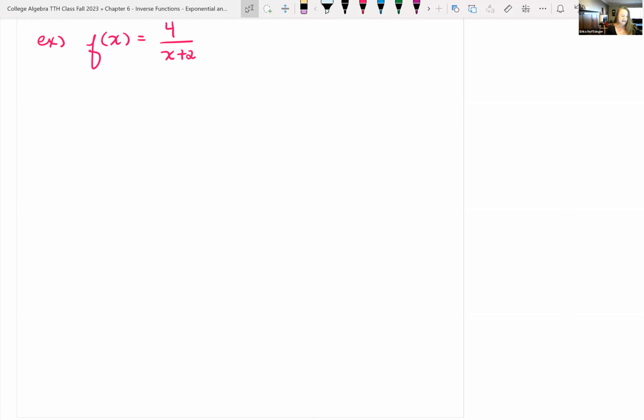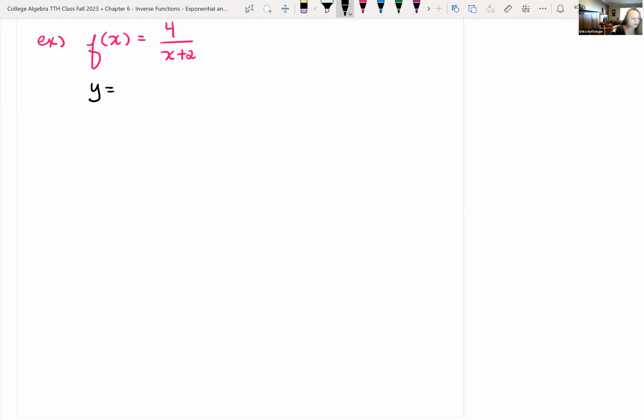So let's look at finding the inverse function. We're given f of x is equal to 4 all over x plus 2. And we want to find the inverse of this one-to-one function. So you guys should be able to graph these. Recall we graphed rational functions. But this is a one-to-one function. x cannot be -2. x equals -2 is a vertical asymptote. But I guess we can look at this.